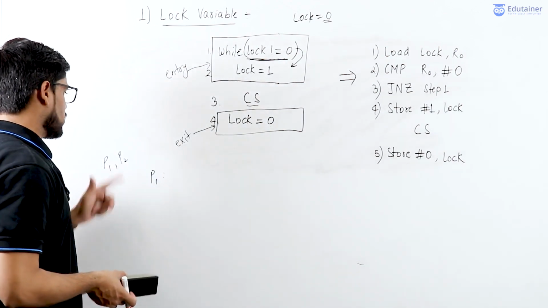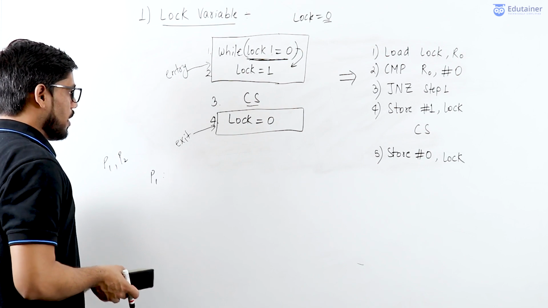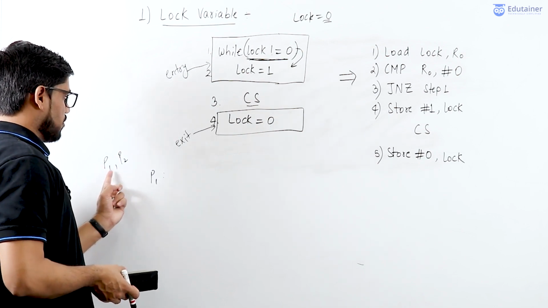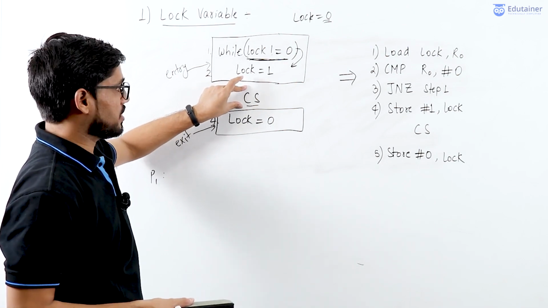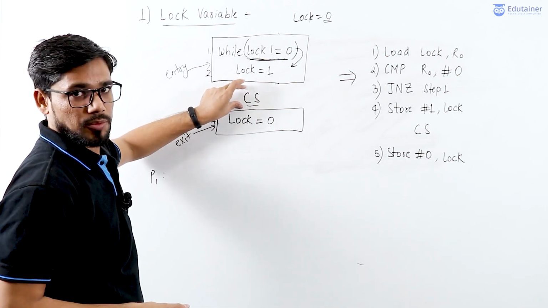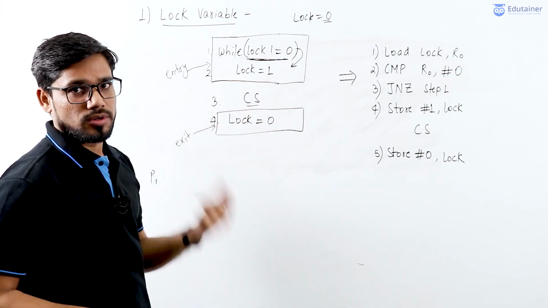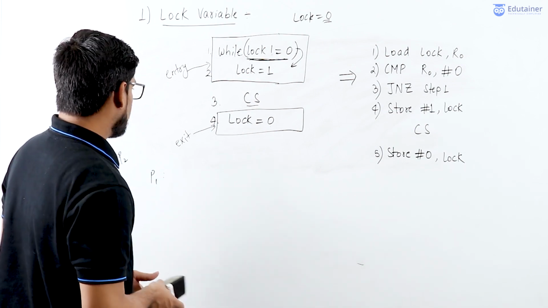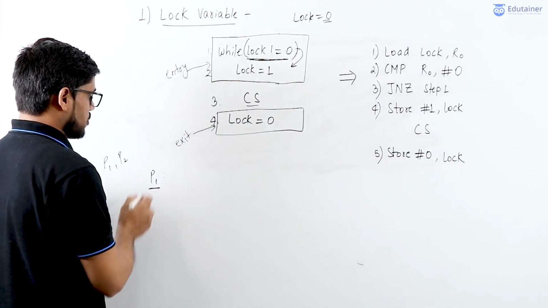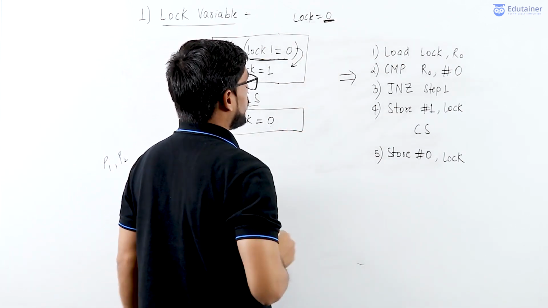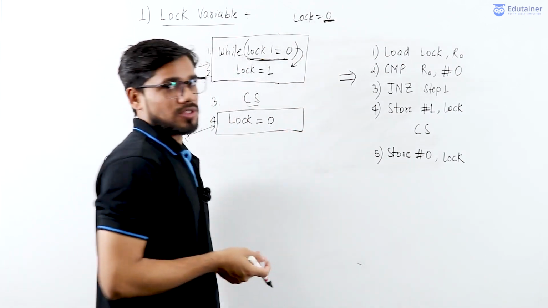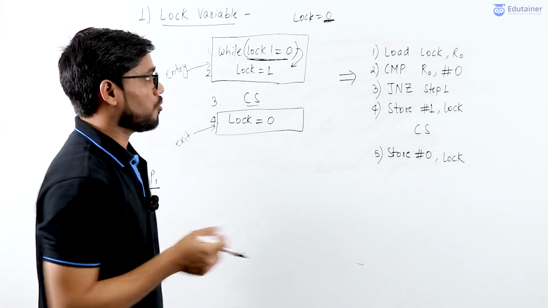Let's say we have two processes, process P1 and process P2, and both want to access this shared resource or critical section. For that purpose, they both compete with each other. Let's say process P1 gets a chance first, and initially the lock value will be 0. So at the initial phase, any process can enter the critical section. There is no problem with that.